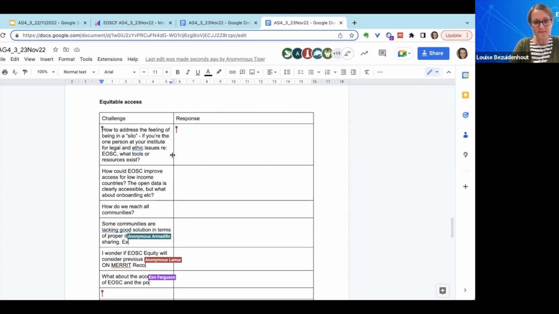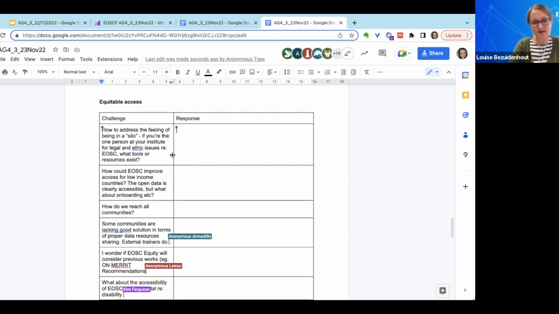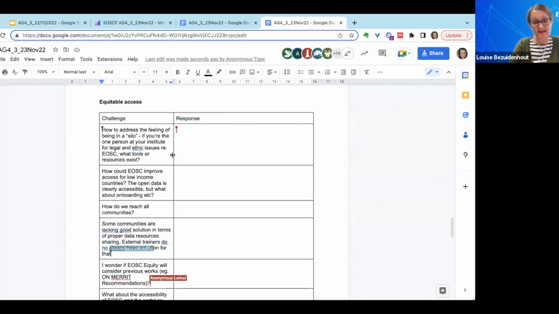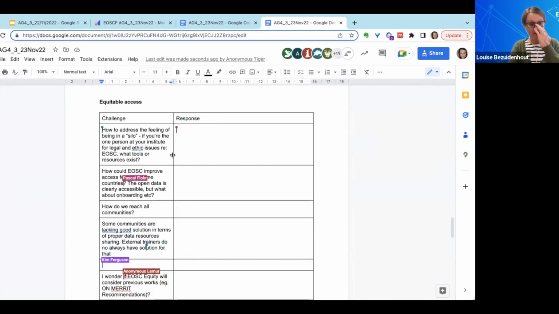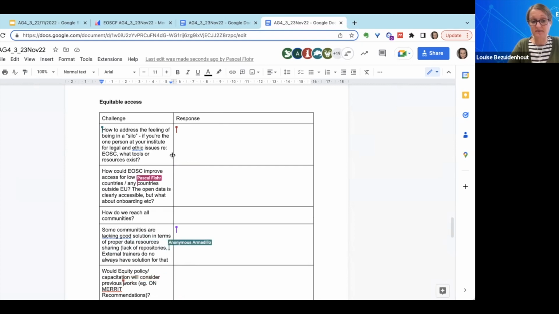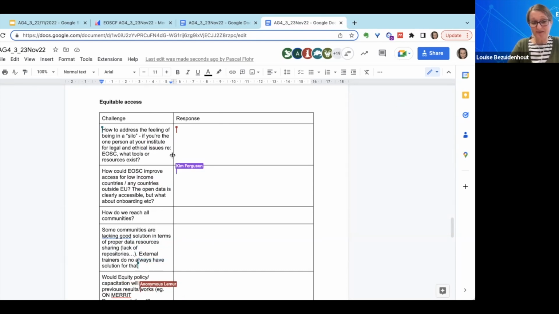Okay, the first question is one that really resonates, I think, with many people: how to address the feeling of being in a silo, that you're one person at an institution for ethics and legal issues relating to EOSC, and what tools or resources exist. It is definitely the case for many people on the call and for many people that we've been engaging with, that they have the remit within their institution to start getting people talking about EOSC and thinking about EOSC. And it can be very intimidating, not only because EOSC is a continually evolving entity, but also because it is very broad, involving everything from legal and ethical issues to data management to actual technical infrastructures, which can be quite complicated.